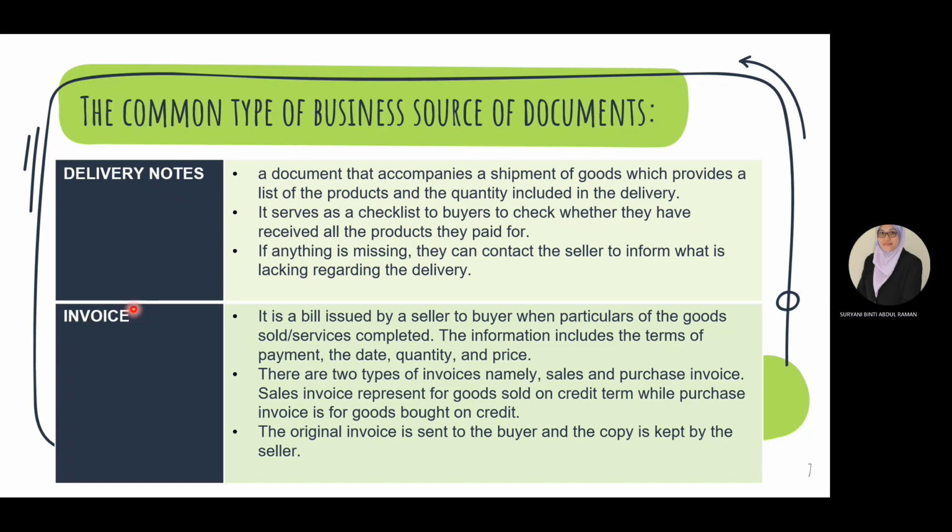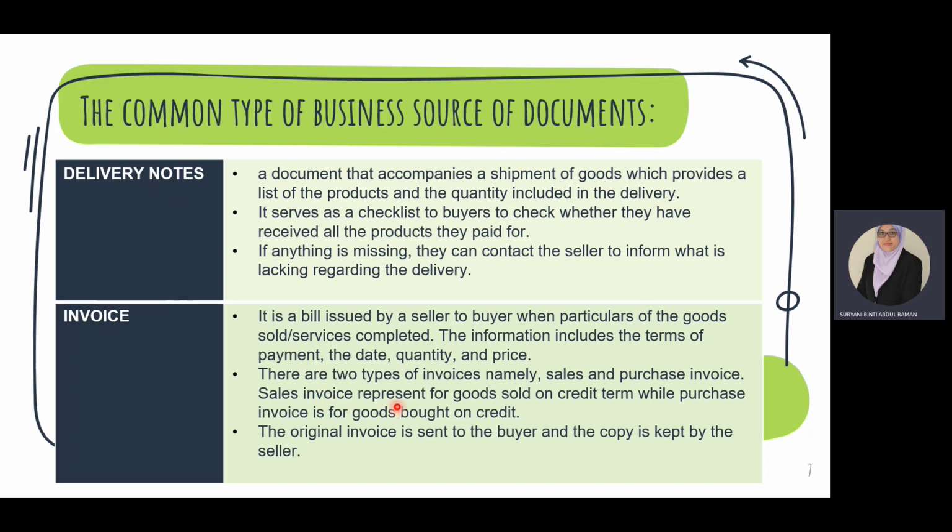Next, when the purchase or sales happen, the seller will issue a bill to the customer. The bill is called an invoice. So the invoice will detail out the goods sold or the services completed. The information contained in the invoice are the terms of payment, the date of the transaction, the quantity, and also the price. Basically, there are two types of invoice, namely sales invoice and purchase invoice.